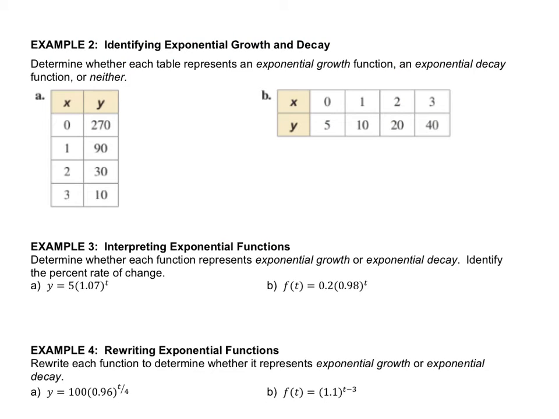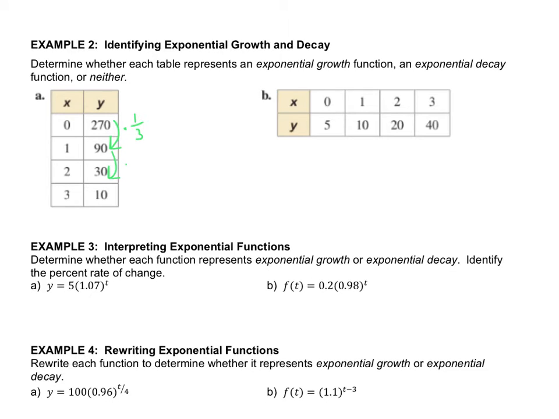So now we're trying to identify growth or decay. Determine whether these tables are exponential growth, exponential decay, or neither. What I want to do is look at these numbers. What is happening? When I look at the y side, I see we are multiplying by 1/3. We always think about our exponentials as multiplying, not dividing. It is dividing by 3, but think of it as times 1/3.